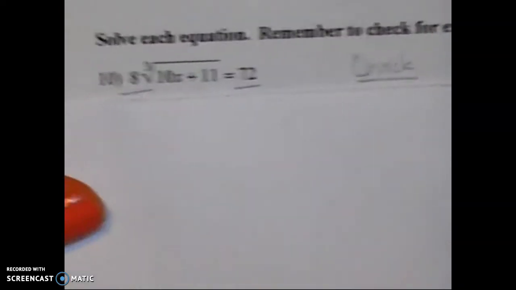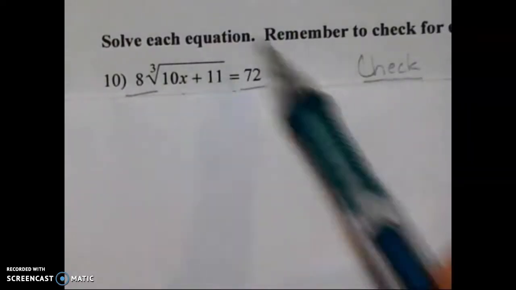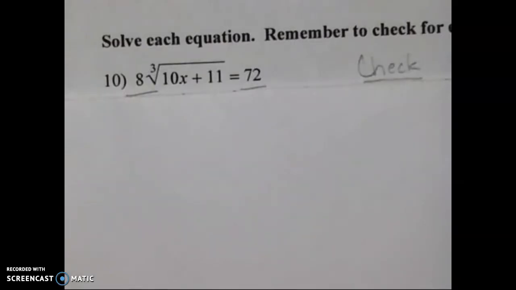Now it works the same if it's a cube root, but to undo a cube root, you have to cube it. So before you do anything, get that 8 over to the other side. Divide by 8 on both sides. And I'm going to pause the video and finish this out, please. You do number 10.